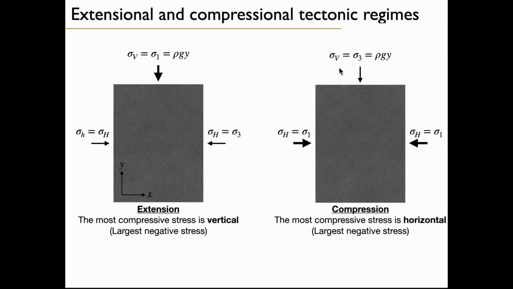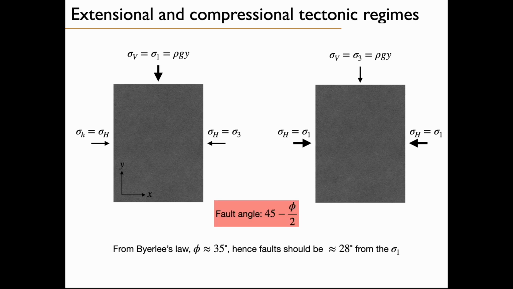Under compression, it's the opposite. So the vertical stress now is the smallest compressive stress, sigma 3, and it is equal to rho g y. The most compressive stress is now horizontal, so it will come from tectonic motions, for example. And so sigma 1 is the horizontal stress. So sigma 1 is vertical in extension, sigma 1 is horizontal in compression. These are completely different configurations.